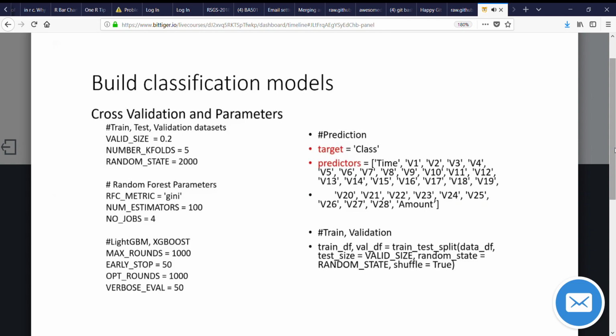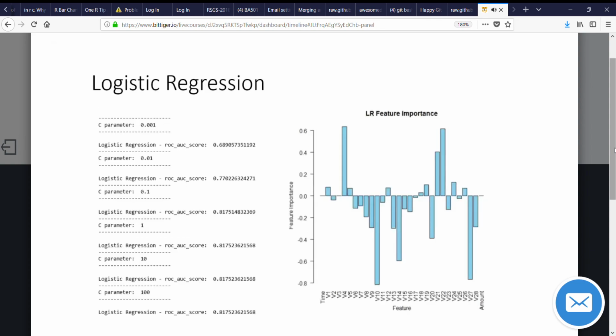So after the exploratory data analysis, we start to build classification models. Here are some of the parameters we used in the model. The first model we deployed is the logistic regression. Here are the results. On the left are the AUC scores. AUC means area under the curve. It's a very common evaluation metric for classification problems. In this case, we have very unbalanced data, so it is appropriate to use AUC to evaluate the performance of our models. On the right, we see the feature importance data. We want to know the feature importance because we want to be able to select the features and perform dimensionality reduction later.